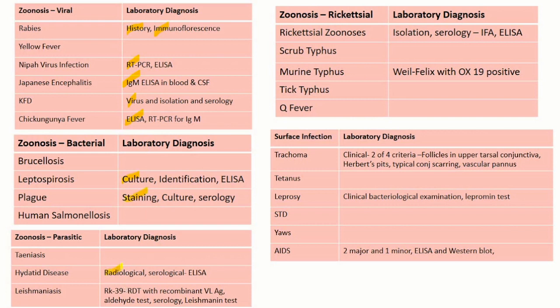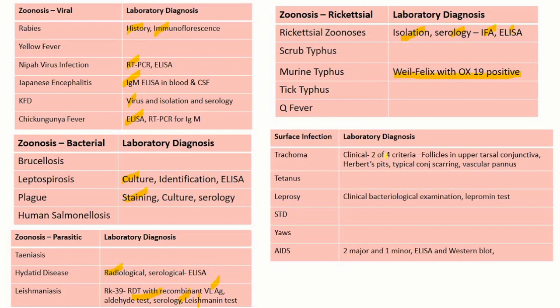Pediatric disease, radiological, serological through ELISA. Leishmaniasis through the rK39 rapid diagnostic test with visceral leishmaniasis antigen. Aldehyde test, serology and leishmanin test. Rickettsial zoonosis, isolation, serology, immunofluorescent assay, ELISA. For murine typhus, Weil-Felix with OX19 positive.